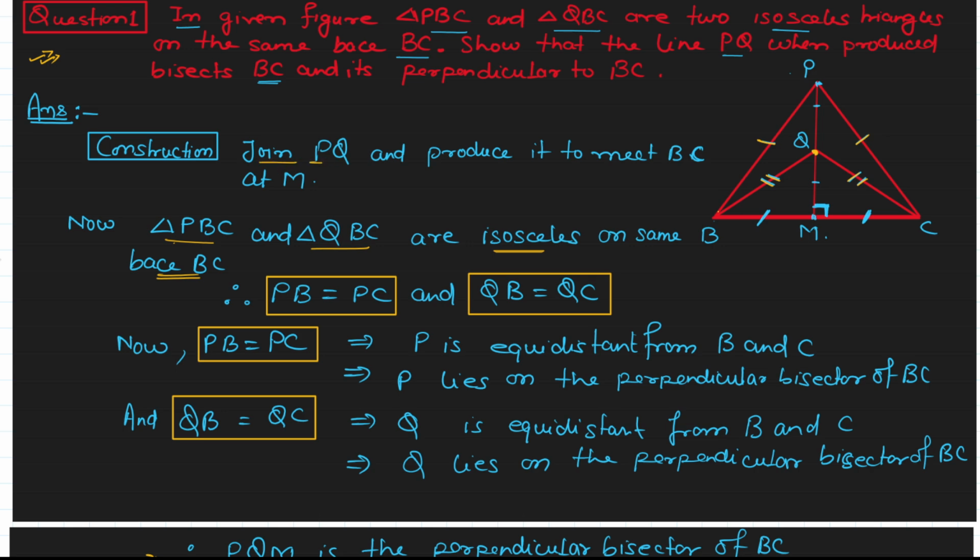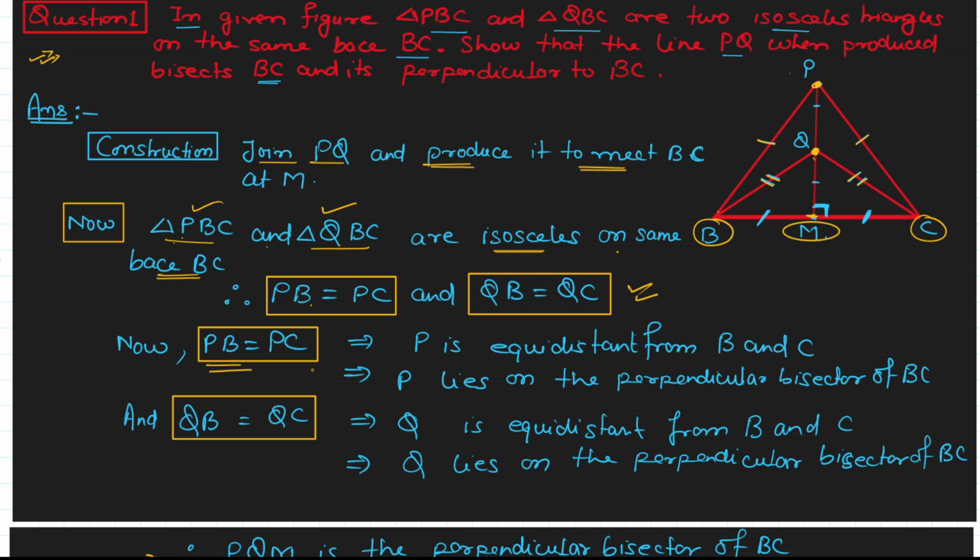We need to join PQ and produce it to meet BC. So we are joining PQ and producing it to line BC. It is joining at point M here. Now the triangles PBC and QBC are isosceles, it is given. These two triangles are isosceles triangles on the same base BC. So here you can see this is the same base BC. So we have PB equal to PC and QB equal to QC.